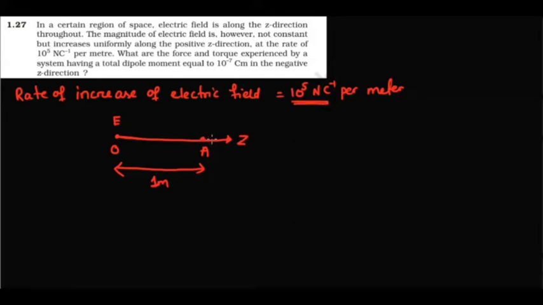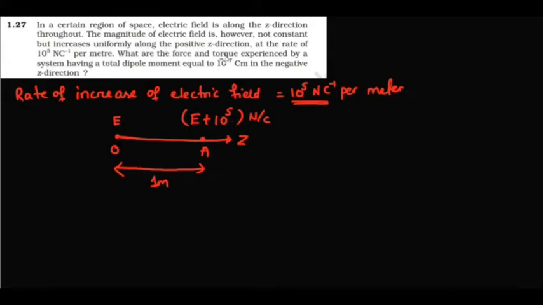So at point A, the electric field will be how much? It will be E plus 10 to the power 5 Newton per coulomb. Is that clear? And the electric field is along the z direction. So if we want to write the unit vector, you can write k cap here.